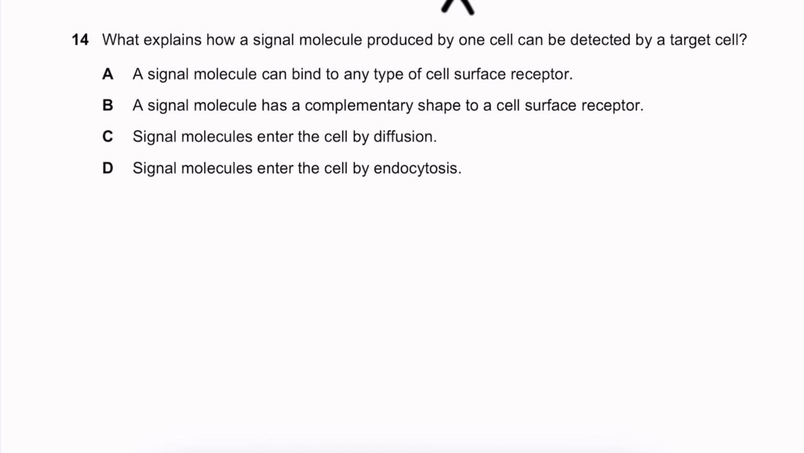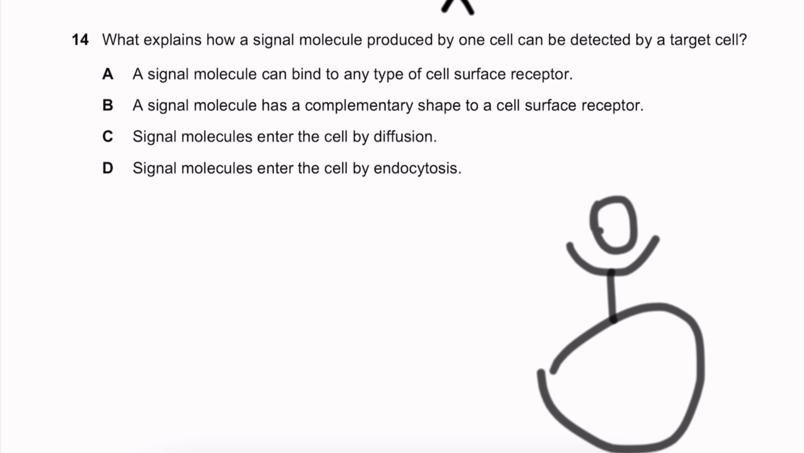So the reason it can be detected is because the signal molecule has a complementary shaped receptor to it, either on the cell surface membrane, or within the nucleus or the cytoplasm, depending on the type of signal molecule. If the signal molecule is maybe a steroid, for example, something that is basically not a protein, not hydrophilic, this is going to be able to cross the cell surface membrane, like estrogen, and move into the cell and bind to the complementary receptor, whether in the nucleus or the cytoplasm, okay?